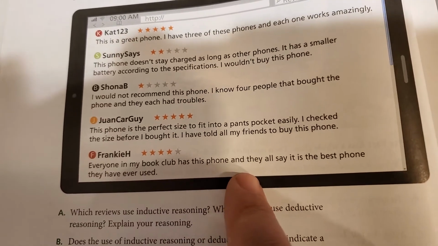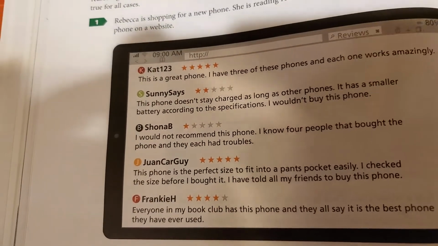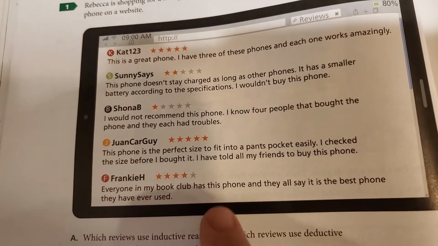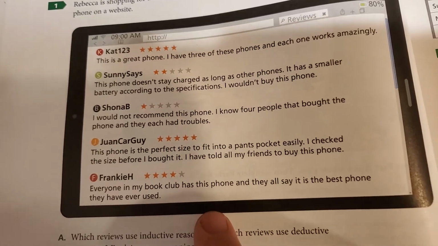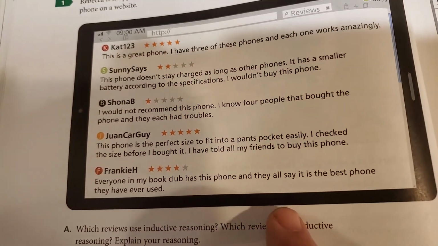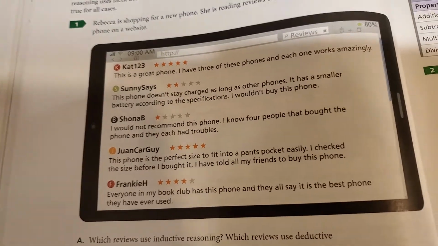They all said it's the best phone, so he's saying, okay, it must be the best phone if everybody's saying it is. But again, that's based on examples, so that's inductive reasoning on that one. Okay, so if you see it based on a bunch of examples, that's inductive. If you see it based on some facts, that's deductive.